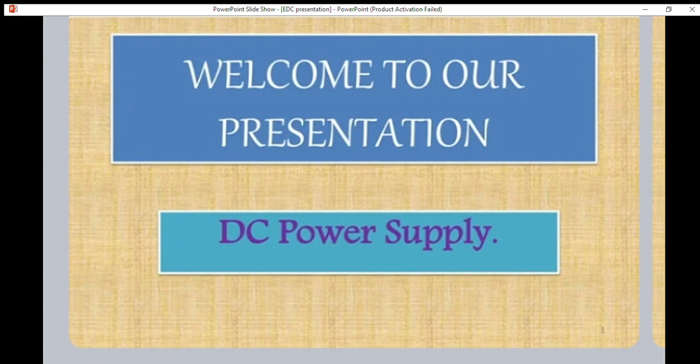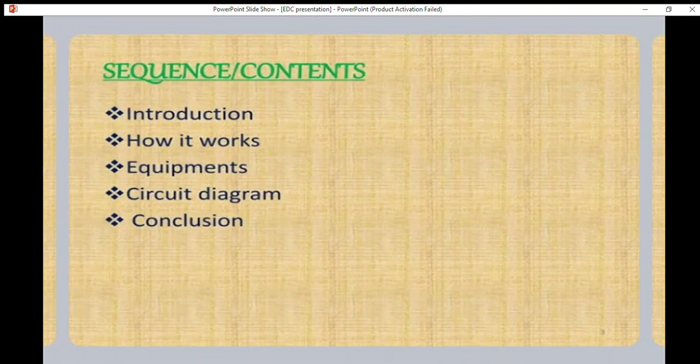Today we are going to present you DC power supply. First, you see the sequence of how we are going to study the DC power supply. First, we are going to introduce you the working of DC power supply. Then we are going through the equipments we needed, then also discuss the circuit diagram and at last the conclusion.